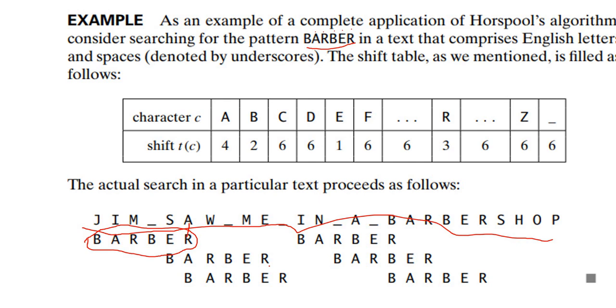And again, what will I do? I have to check R and E. When I check R and E, is it matching? No. So I will see what the shift table value for E is. It is 1. So I'll shift this barber by 1 position. Now I just moved this to the next position, and I'm going to do the next step.